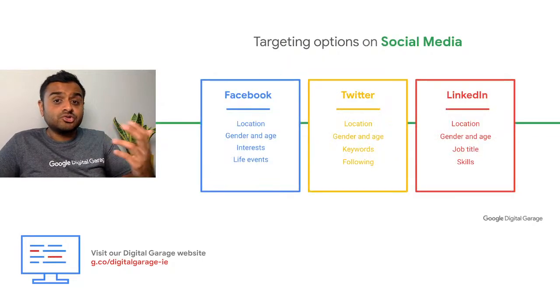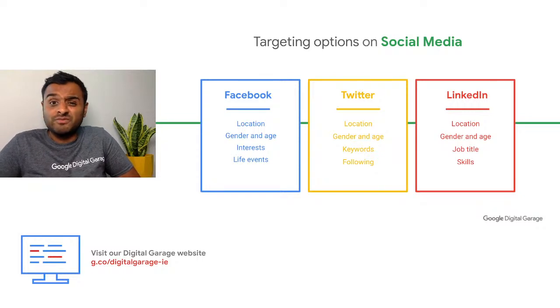So with social media, the great thing about our advertising is we can target people based upon location, gender, age. Also, with the likes of Facebook, we can target people based upon interests and live events. With Twitter, we can target people based upon keywords and who they're following. And with LinkedIn, we can target people based upon job title and skills as well.